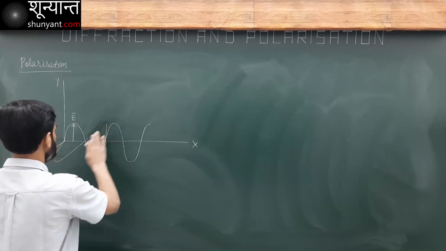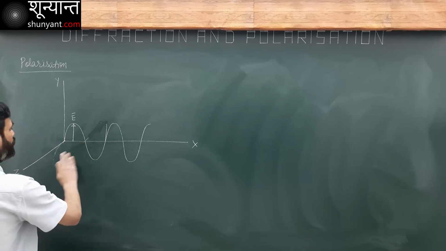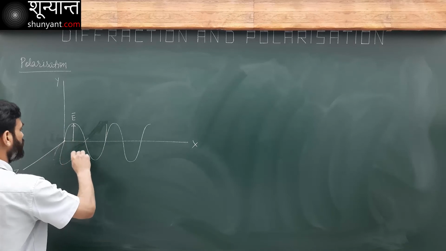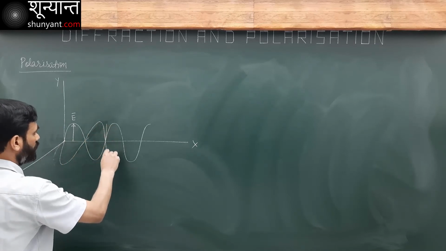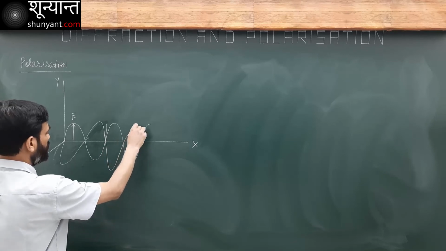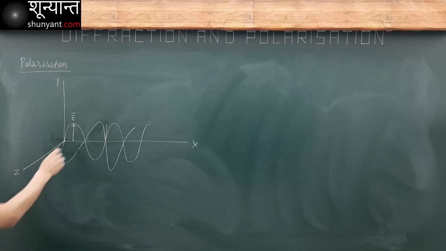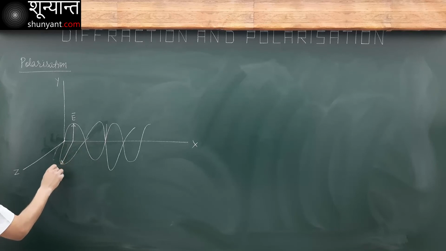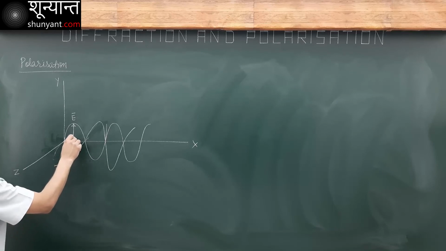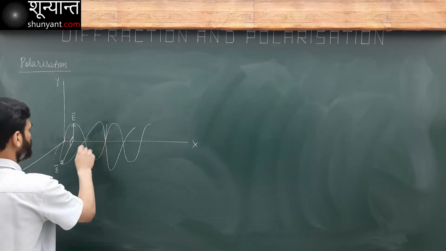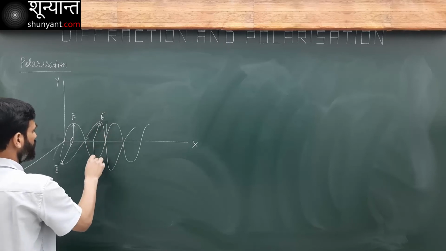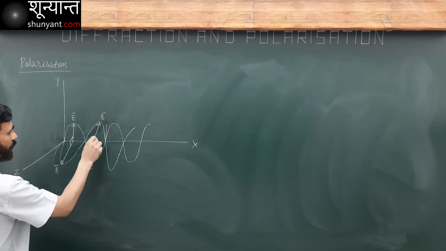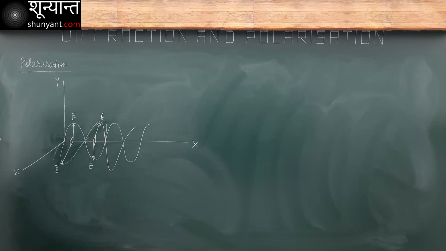It's like this. Let me try it again. It's like this here. So this is my magnetic field. This angle is 90 degrees. So this becomes my magnetic field here, and this is my electric field here. The angle always remains the same. The angle is always 90 degrees.